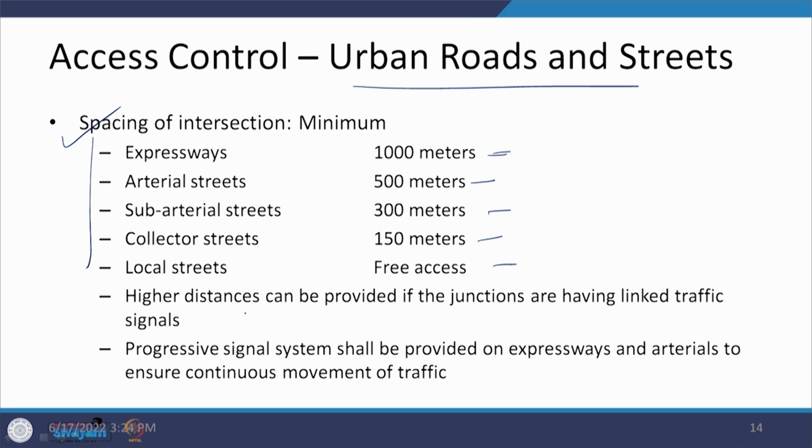Now, higher distances can be provided if the junctions have linked traffic signals, because in that case the traffic will start moving at a higher speed. So, if you increase these distances, it is going to be more beneficial. Similarly, if progressive signal systems are provided on expressways or arterials, that is going to allow the traffic to move at a stable speed. That means there are not going to be many changes in terms of accelerations and decelerations, and if this is there, then these higher distances need to be ensured.